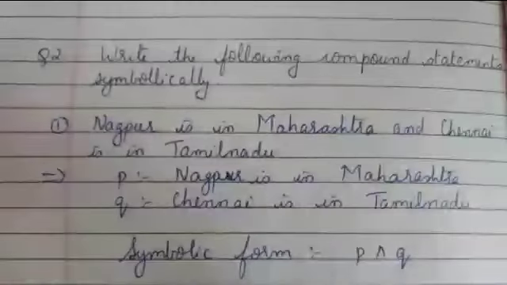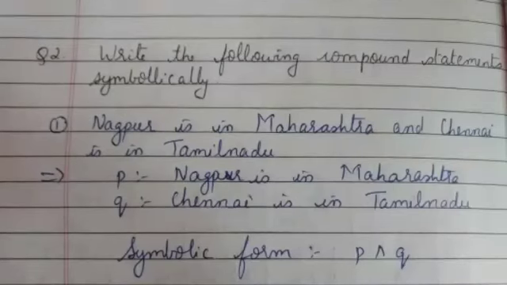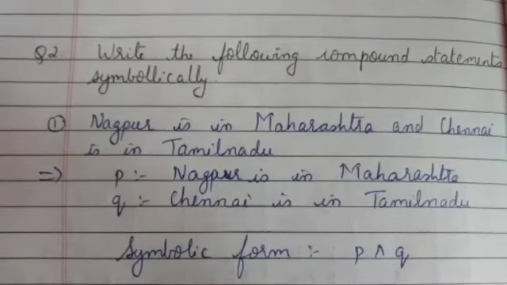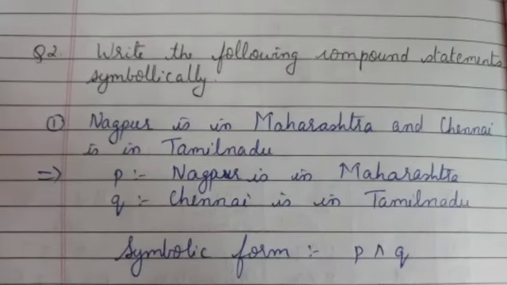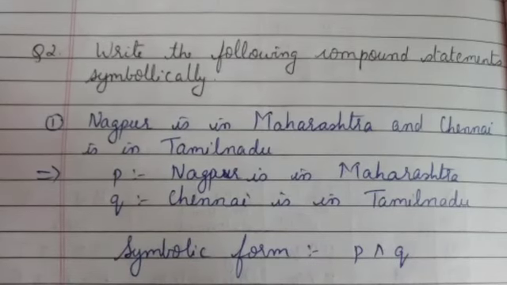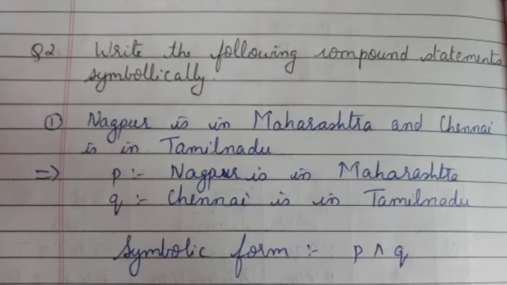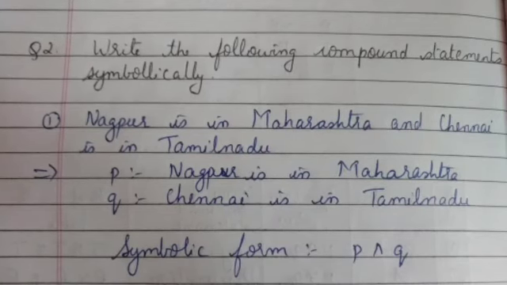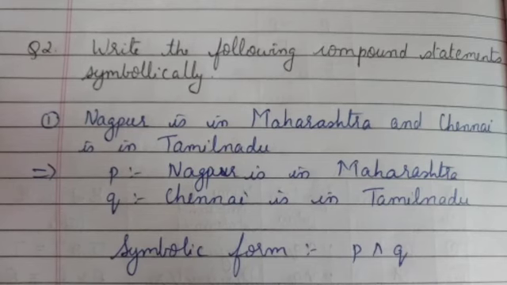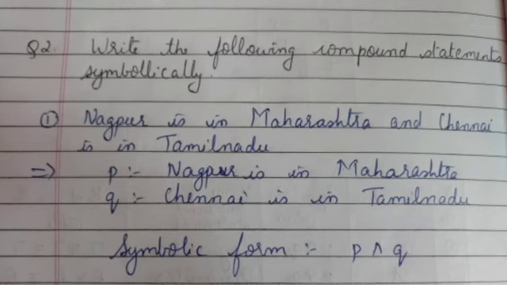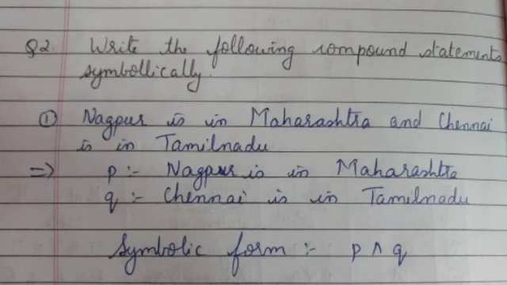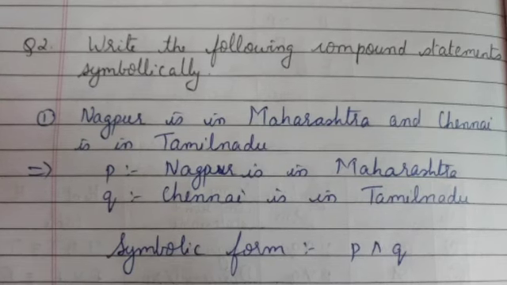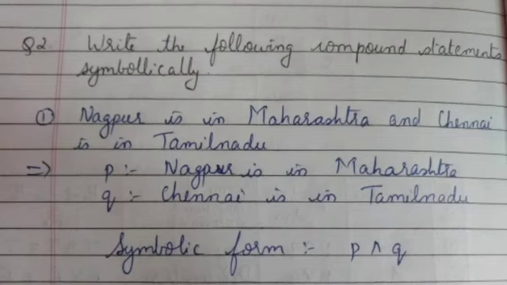Now the next question is question number 2. Write the following compound statements symbolically. The first question is, Nagpur is in Maharashtra and Chennai is in Tamil Nadu. Here we will denote two statements. The first statement P will be Nagpur is in Maharashtra. Statement Q we will denote as Chennai is in Tamil Nadu. So what will the symbolic form be? Here the word and is used in between, so we'll use the symbol of and here.